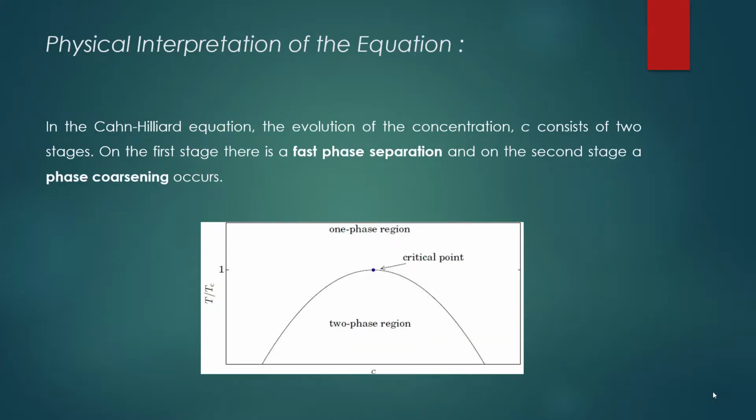Now let's talk about the physical interpretation of the equation. In the Cahn-Hilliard equation, the evolution of concentration C, which depends on time and the x and y orientations, consists of two stages. In the first stage, there is a fast phase separation, and in the second stage, phase coarsening occurs. It can be clearly shown in the diagram also.